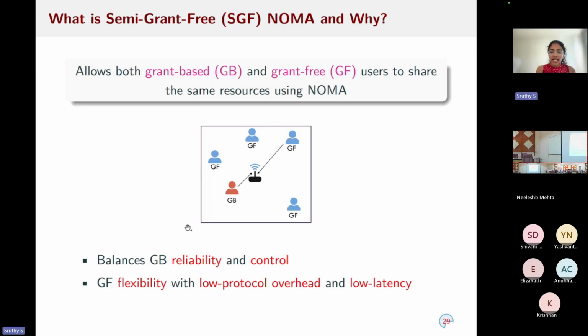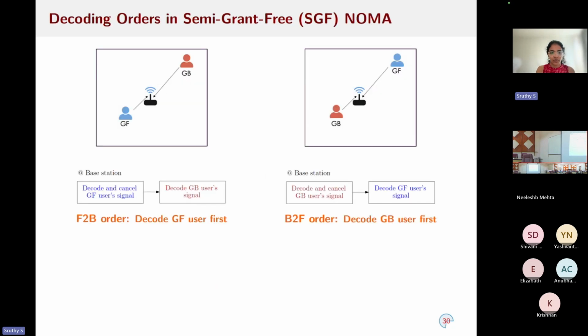So semi-grant-free NOMA balances grant-based access reliability and control, and it also has flexibility from grant-free access with low protocol overhead and low latency. How does the decoding happen for semi-grant-free NOMA?